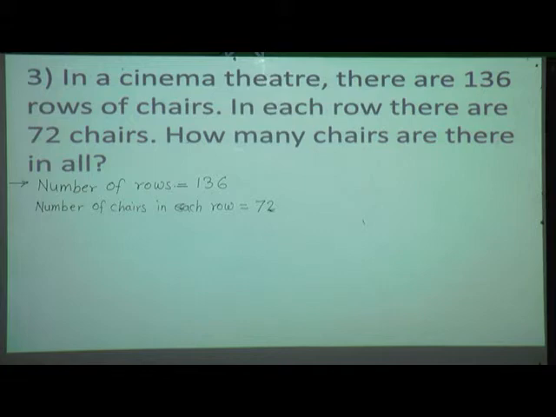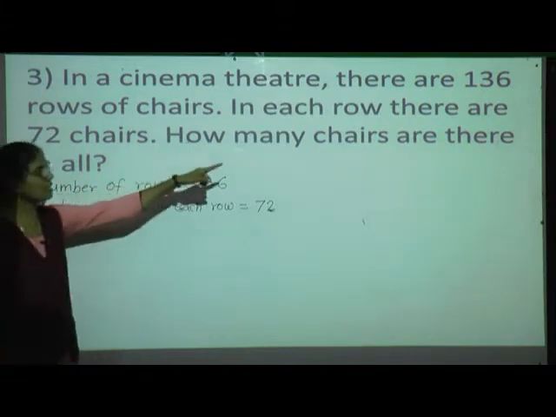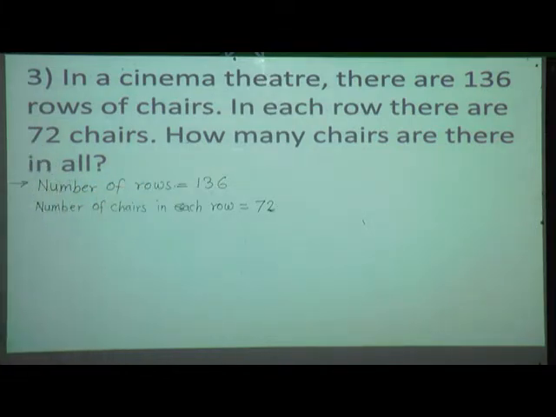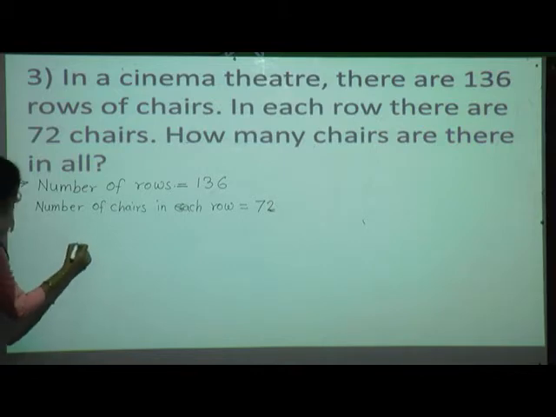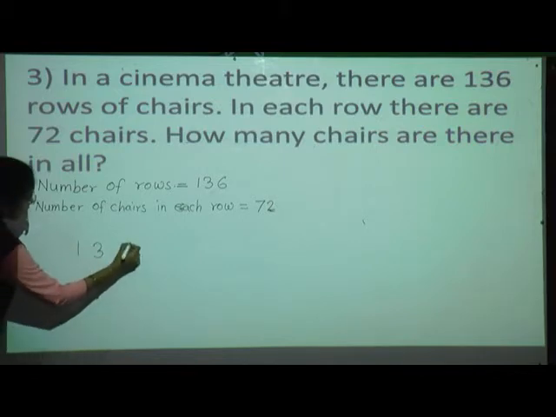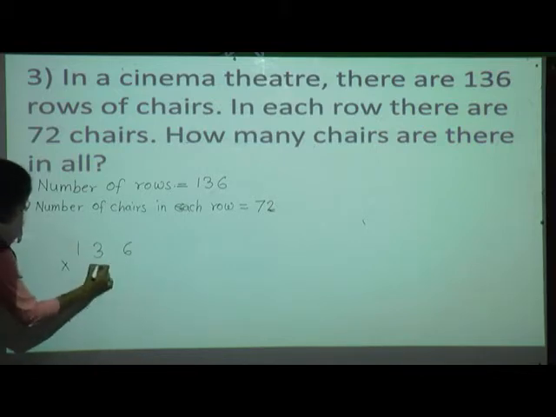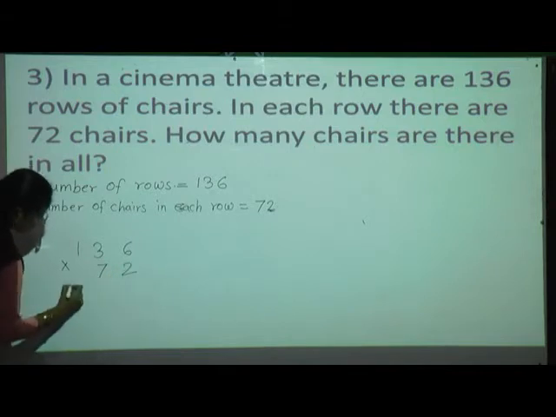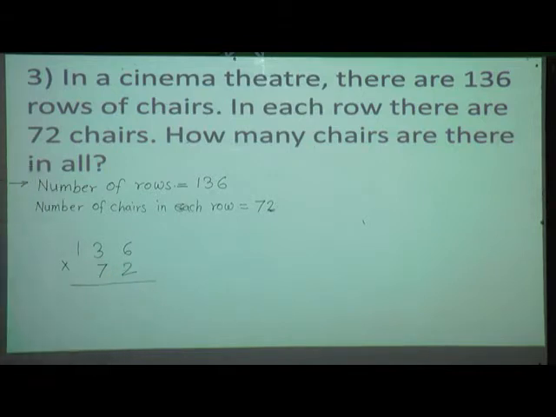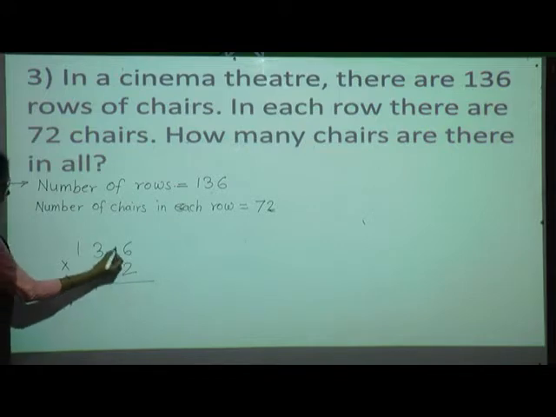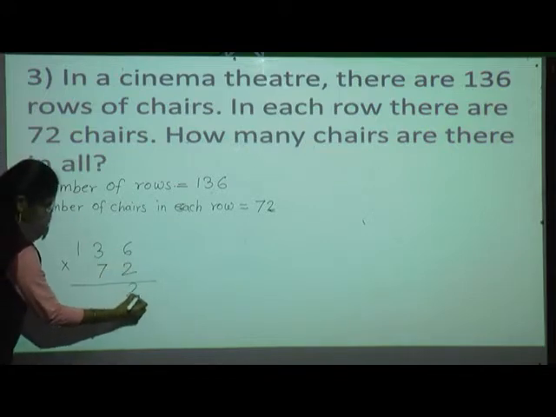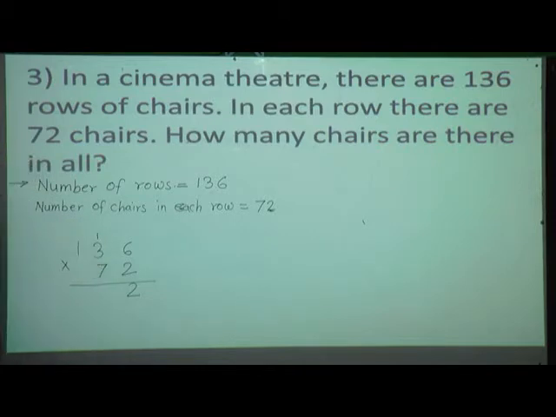Now what is the question? The question is, how many chairs are there in all? So for that we will do the multiplication. 136 into 72. If we do that, we will get the total number of chairs in 136 rows. So do the multiplication. 2 into 6, 2 sixes are 12. So write here 2 and 1 as a carry.